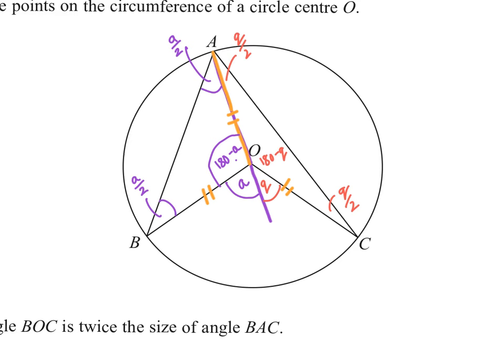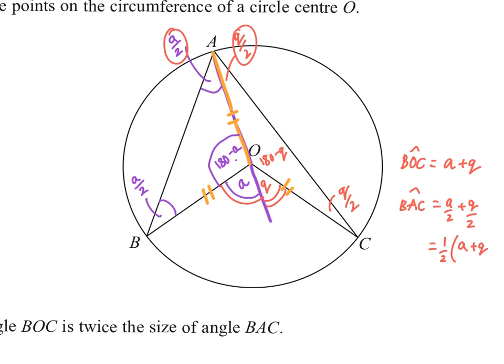So what do we get for BOC this time? BOC is just A plus Q. But what about angle BAC? Well, that's just A over 2 plus Q over 2. And if you like your factorising, you can take a half out as a factor. And what do you notice? Hopefully you notice that BOC, which is A plus Q, is twice as much as BAC, which is a half of A plus Q. So there you go, there's two ways, and there's probably others as well.